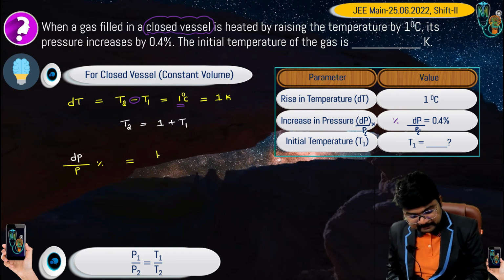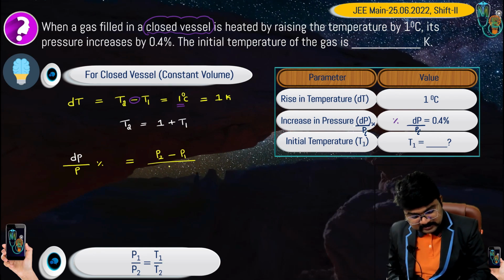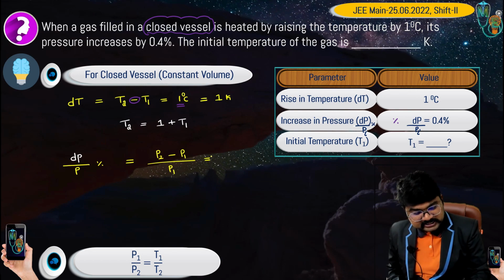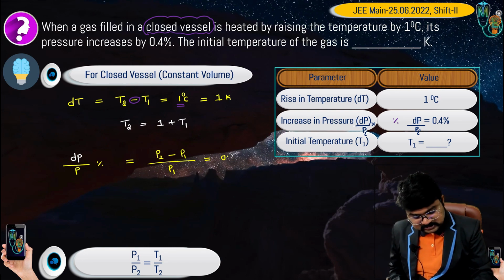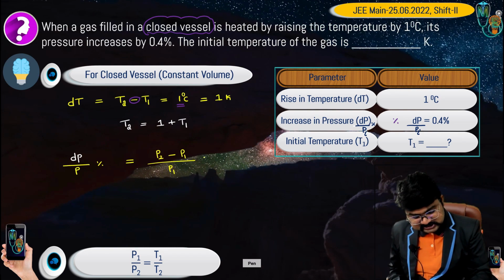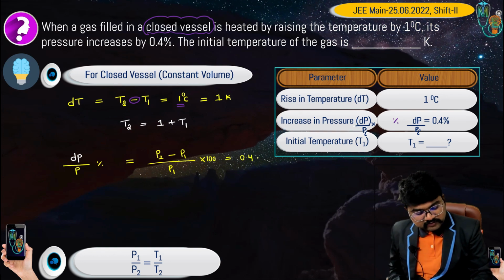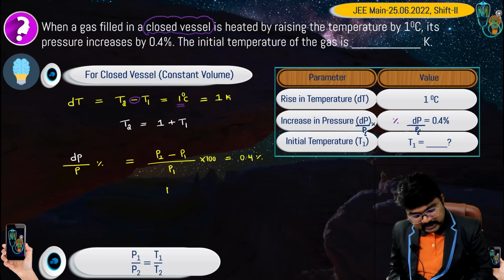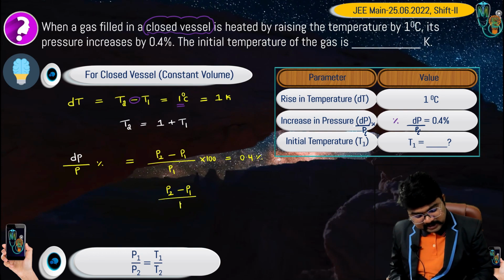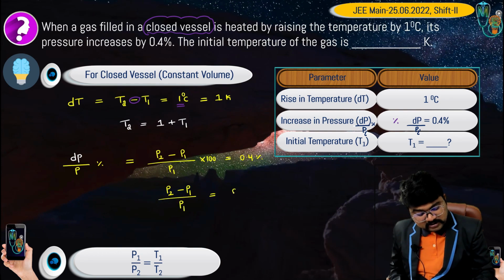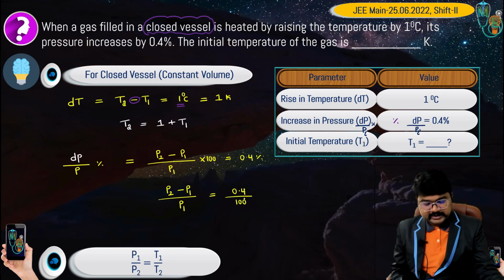I can say that (P2 minus P1) by P1 is the percentage increase, 0.4%. Percentage in the sense into 100. So here (P2 minus P1) by P1 equals 0.4 by 100.